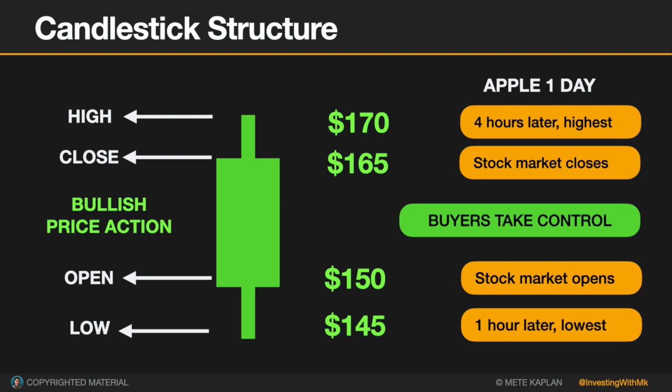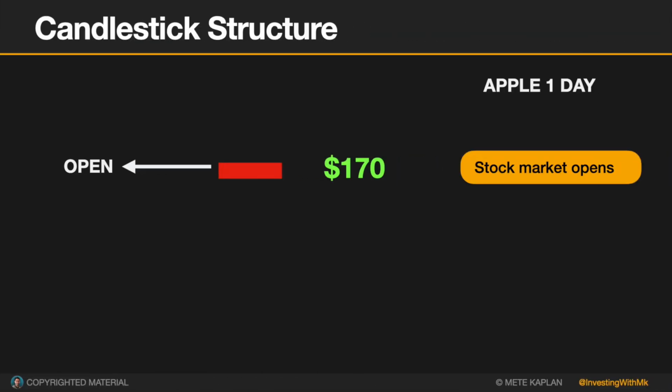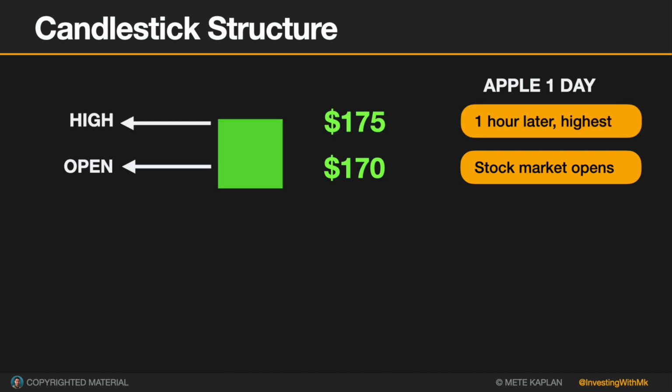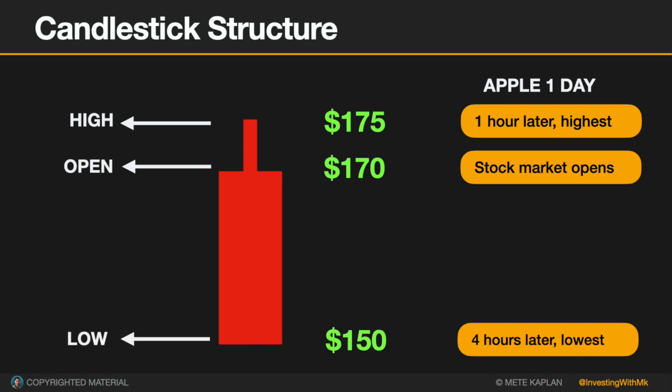Now, let's check out a red candle life cycle. Red candles have no difference from green candles, except the meaning that they give to the traders. In this example, Apple starts the day around $170 when the market opens. 1 hour later, buyers step in and push the price to 175. However, 4 hours later, an earnings report came that was worse than expected, and the price suddenly dropped to 150.